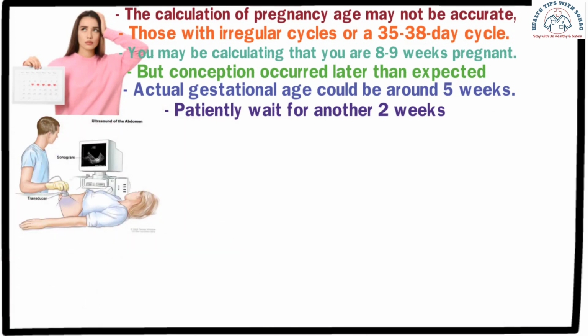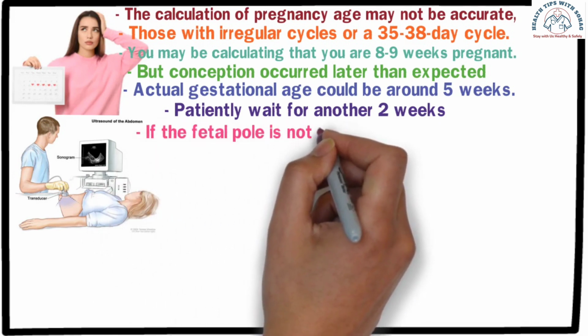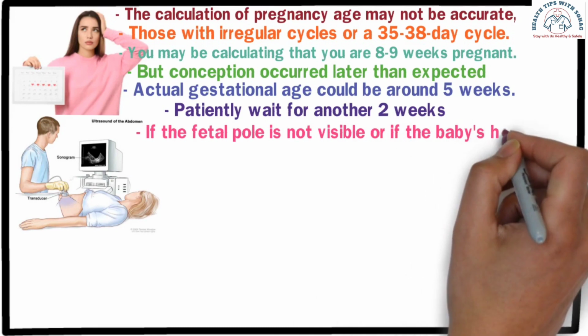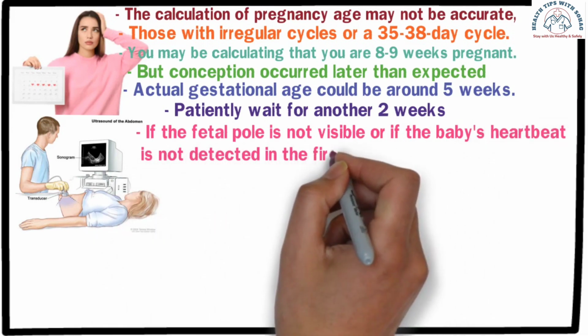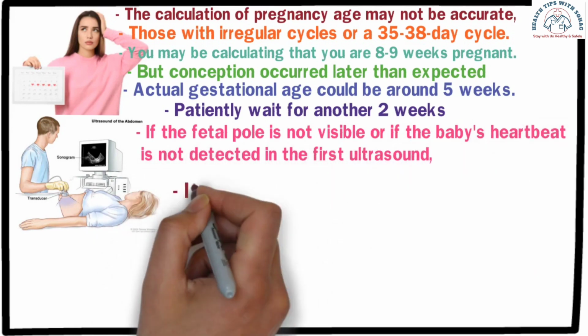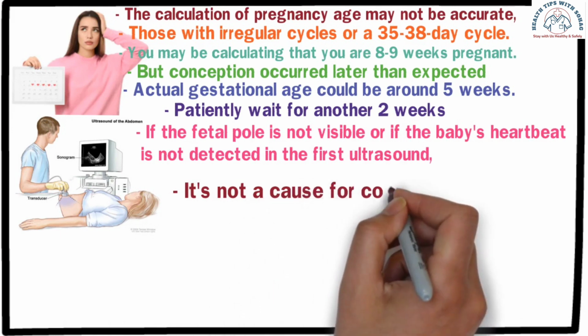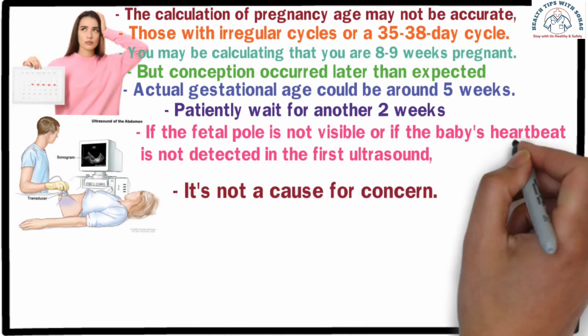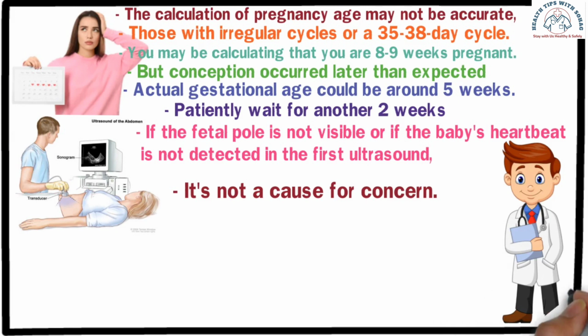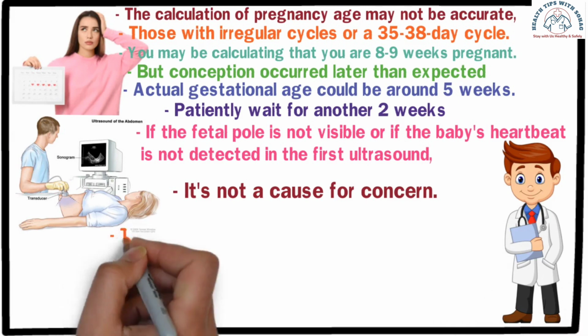ultrasonography. Because if one ultrasound does not detect the fetal heartbeat, it cannot be concluded that there is no baby in your womb or that a miscarriage has occurred. If the fetal pool is not visible or if the baby's heartbeat is not detected in the first ultrasound, it is not a cause for concern. In most cases, a normal report can be obtained if your ultrasound is performed 2 weeks later.